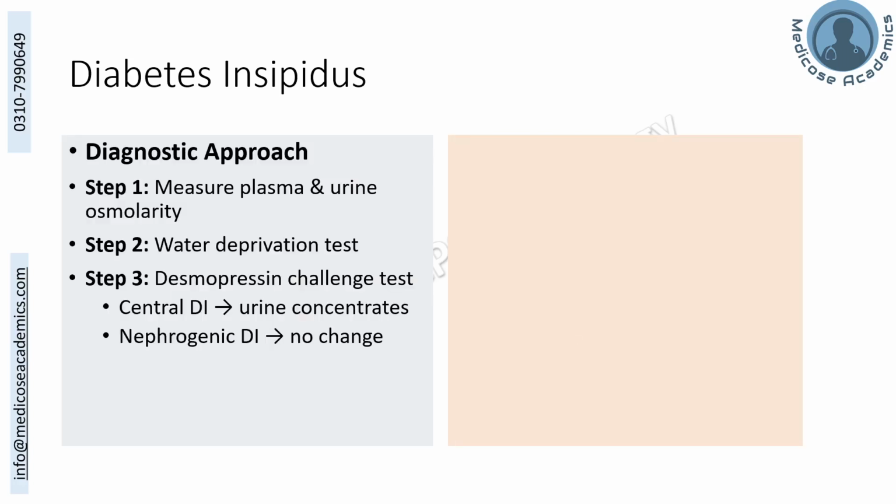Diagnostic approach. First of all, measure the plasma and urine osmolarity. A patient of diabetes insipidus will be having a very low urine osmolarity despite a high plasma osmolarity. To confirm it, you can do the water deprivation test. In response to water deprivation, ideally antidiuretic hormone would be released and the urine osmolarity should be raised. But in a patient of diabetes insipidus, despite the water deprivation, urine osmolarity will remain the same, not increased.